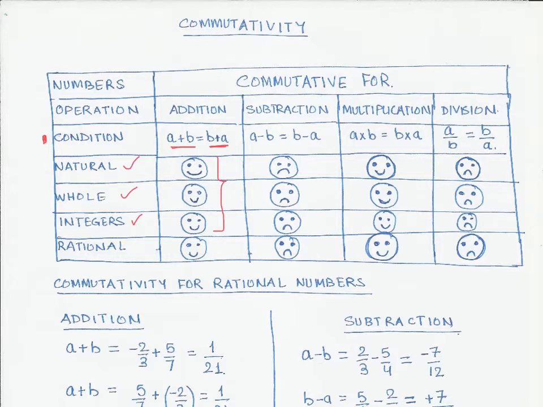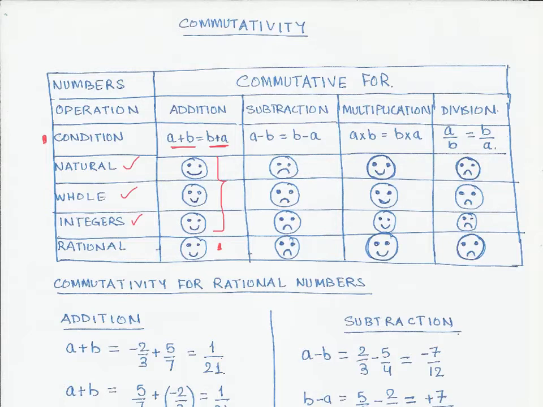You can add any number of natural numbers, whole numbers, or integers, and the result will still be the same. Okay, so for rational numbers, we will later on prove in the second video that rational numbers also follow the commutative property of addition. So you can see that the smiley face means that they are commutative.